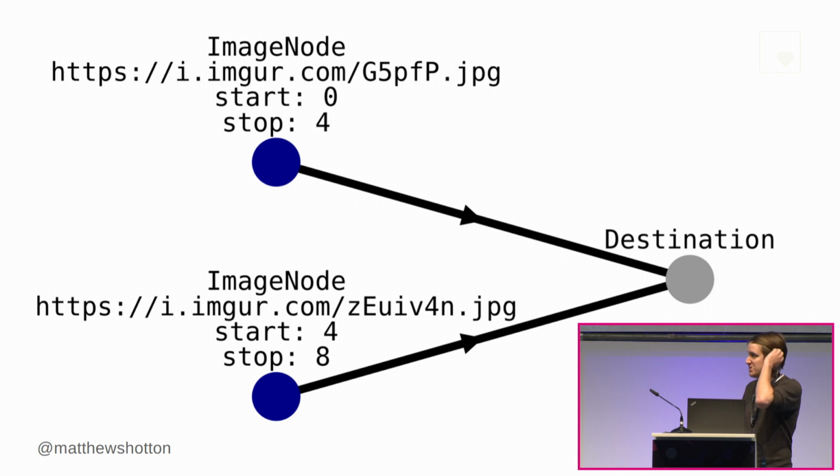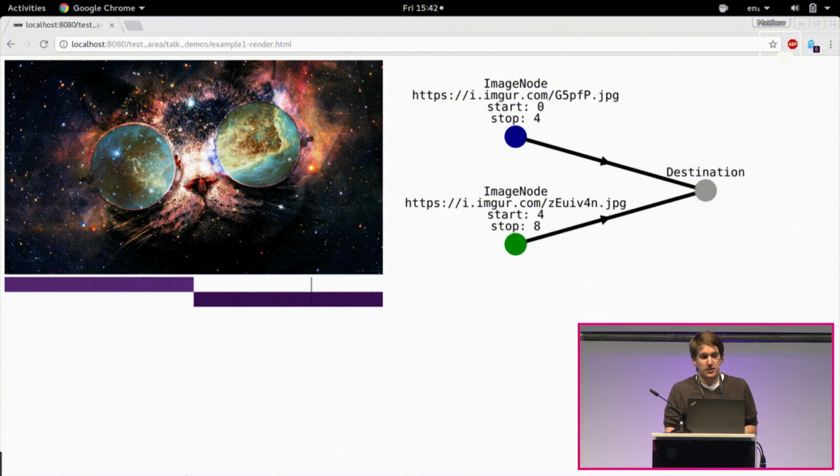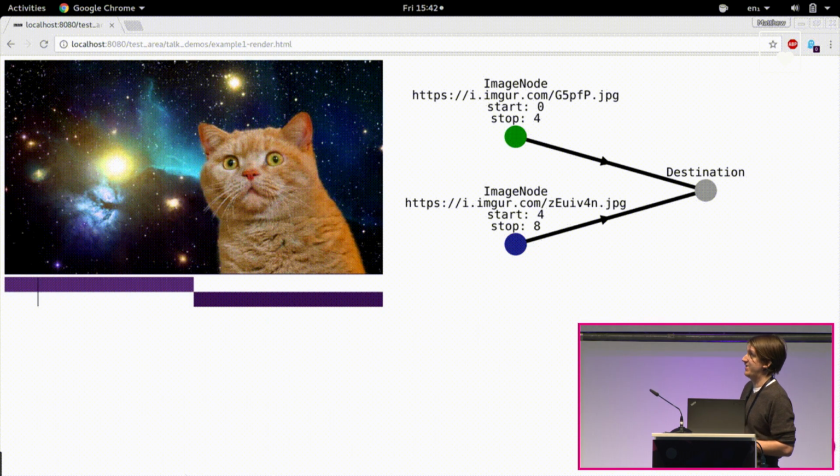I talked about how it was a rendering graph. This is a really simple representation of that graph. We have the two image nodes, one from time 0 to time 4, one from time 4 to time 8. And we have the destination, and we have the connections between the two. So this is what that looks like. Some pretty glorious space cats.